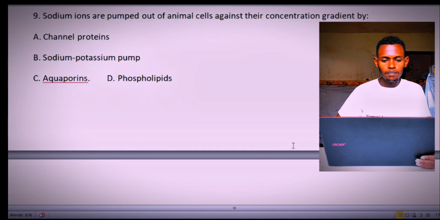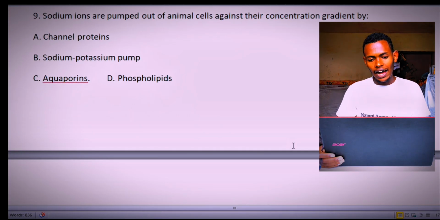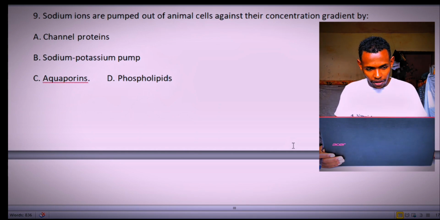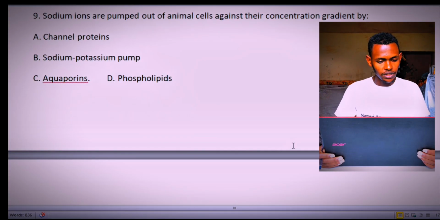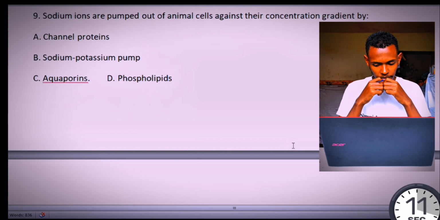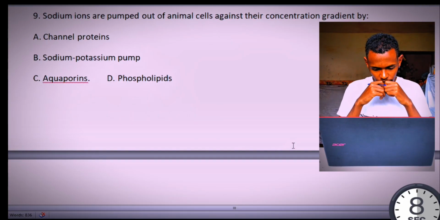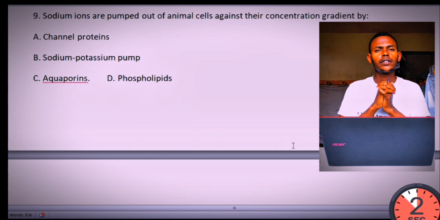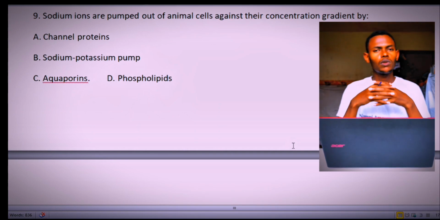Sodium ions are pumped out of animal cells against the concentration gradient by A. Channel protein, B. Sodium potassium pump, C. Aquaporin, D. Phospholipid. It is your turn.